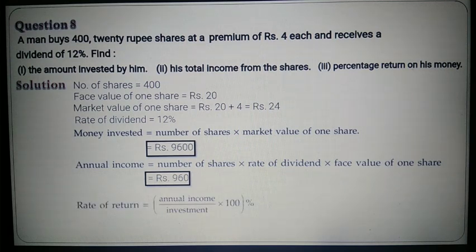Now the last one is rate of return. The question says percentage of return on his money, which means rate of return, and it is given by this formula. So what is annual income? Annual income is this much. And what is investment? Investment is this much. So you put the values and do the simplification. Your answer will be 10%. Okay, so pause the video to note down.